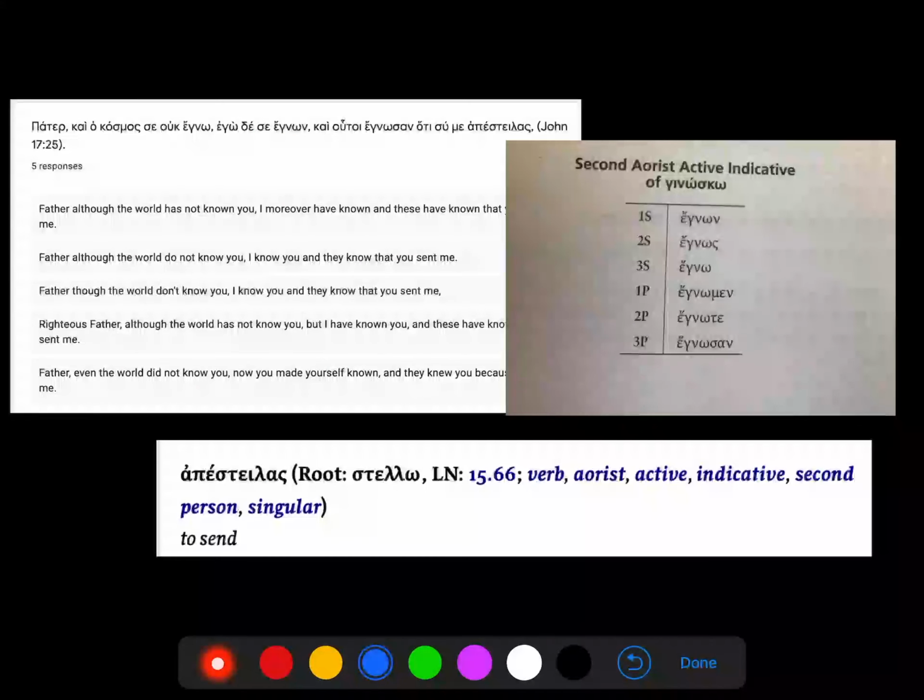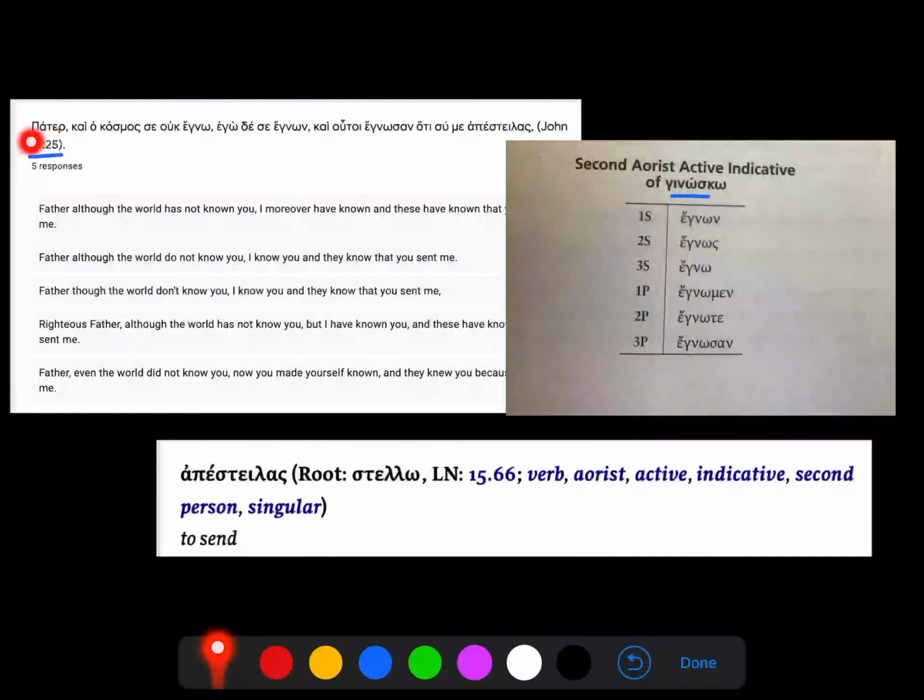Okay, John 17:25. This one was a lot of fun with ginosko. So we see ginosko all over the place here. And I just took out, this is not quite the full John 17:25 because there was a vocative word in there that I just took out that wasn't really necessary.